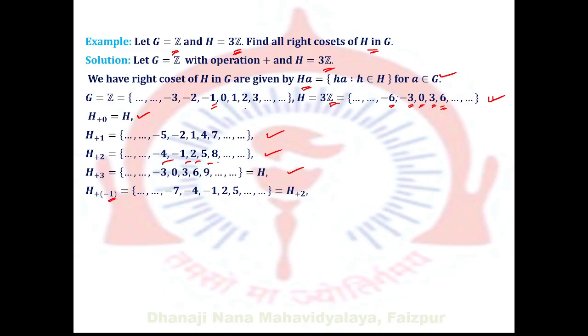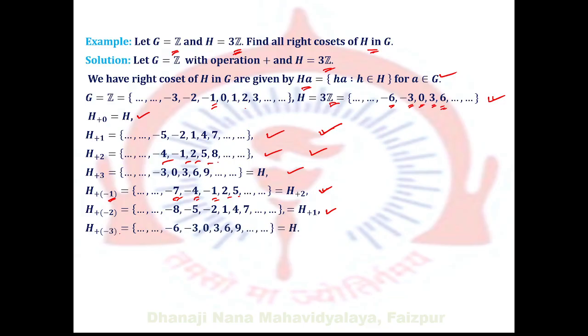जेव्हा आपण इथे -1 ऍड करतो तेव्हा -6 -1 तो -7 होईल, -3 -1 -4 होईल, नंतर हा -1 2 5 म्हणजे हा सेम सेट मिळतो आपल्याला. जो H plus 2 मिळाला होता तोच तुमचा H plus -1 झाला. नंतर H plus -2 म्हणजे आता आपण -2 जर ऍड केला तर आपल्याला सेम सेट मिळतोय H plus -1 झाला. So it is same as that of H plus 1.